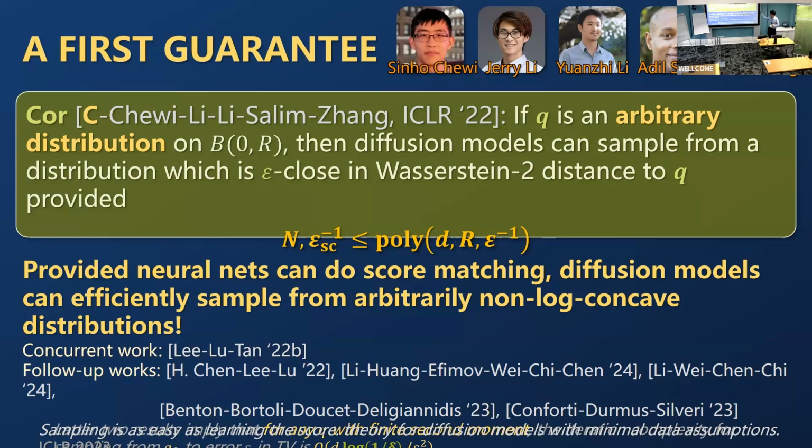So really the takeaway from all this is, provided you have a neural network that can do score matching, you don't need to make any additional assumptions. This is in sharp contrast to the classical literature on analyzing Langevin Monte Carlo, where you need some kind of log-concavity assumption, or at least some sort of functional inequality that your distribution must satisfy. In contrast, here we just need maybe that the distribution has bounded second moment or something.